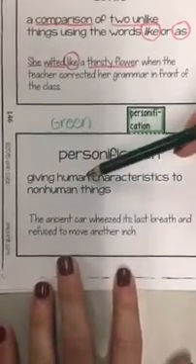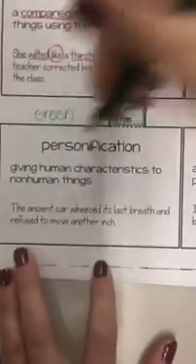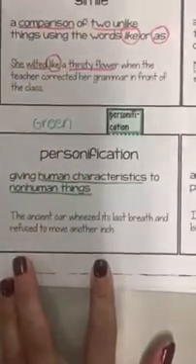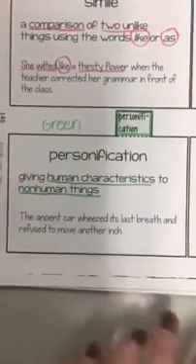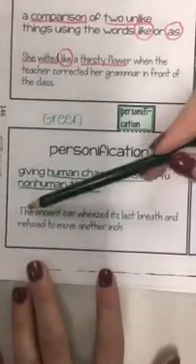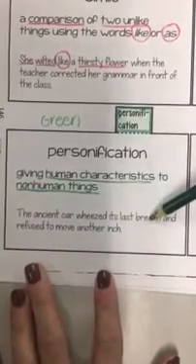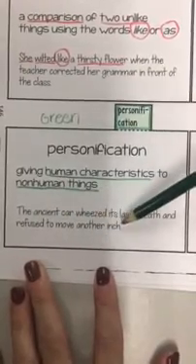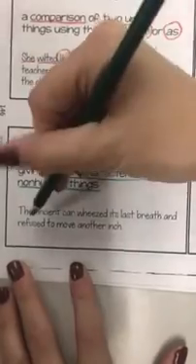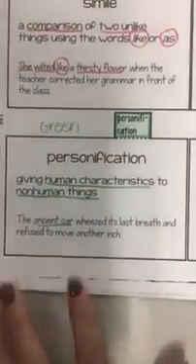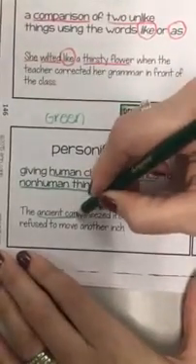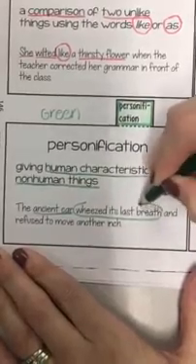Then we have personification. I love this one. Giving human characteristics to non-human things. So human characteristics to non-human things. So we're giving an object, something that is not alive, a characteristic of a human. So we have the ancient car wheezed its last breath and refused to move another inch. So where is our non-human object? It's a car. So what human characteristics are we giving it? We're saying it wheezed its last breath.